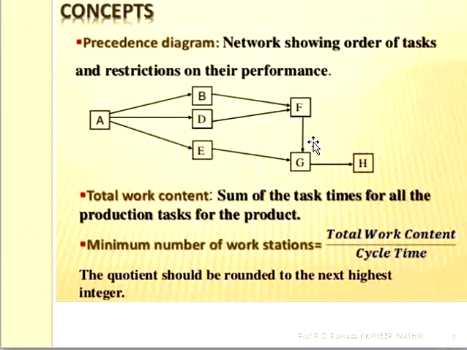Then the minimum number of workstations. How to find it: total work content, that is the summation of all task times, divided by cycle time. The quotient should be rounded up to the next integer. Suppose we find 4.5, then we consider the next higher integer value, that is 5.